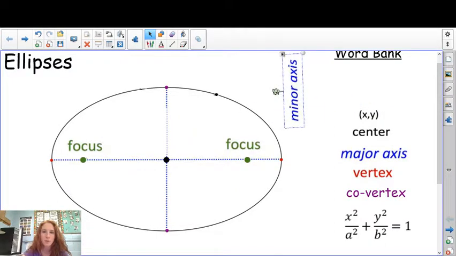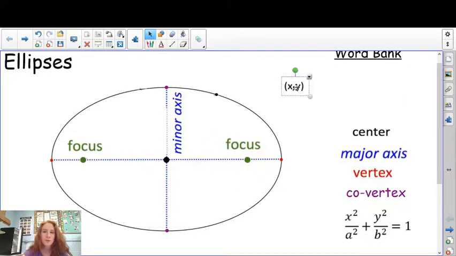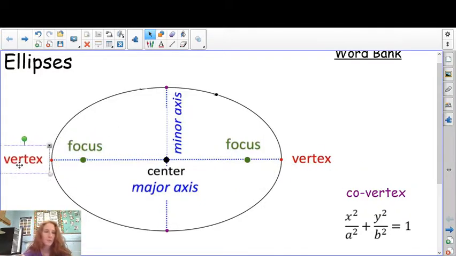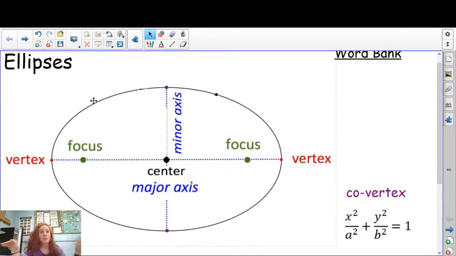Minor is smaller than a major, which actually in this case will go up and down since my ellipse is longer this way. He doesn't matter, he's just some kind of point. My center again is in the center. My major axis will go left and right since he's longer. My vertices, or my vertexes, will lie on whatever my major axis is. So since I'm laying left and right, excuse me, my vertices will lay left and right.